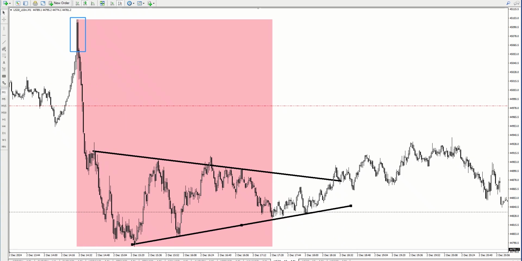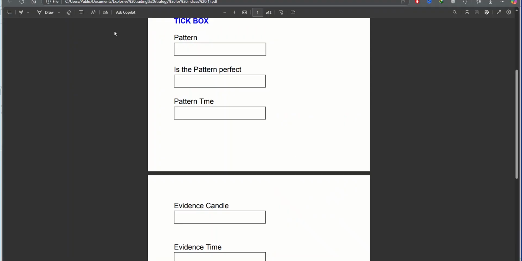First of all, let's go to the tick box. What do we see? A triangle. So what are we going to do? We're just going to write here that this is a triangle. I don't know why this one is not ticking, but anyhow, this is a triangle. We fill it here. What is the next step?